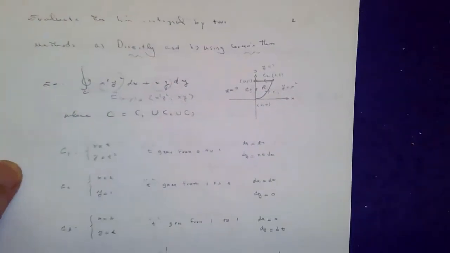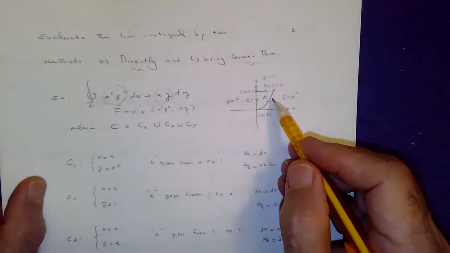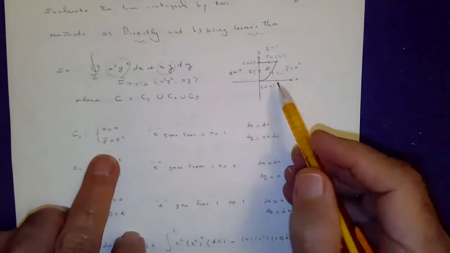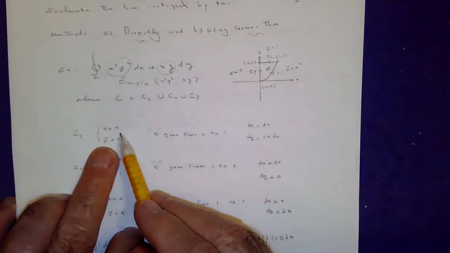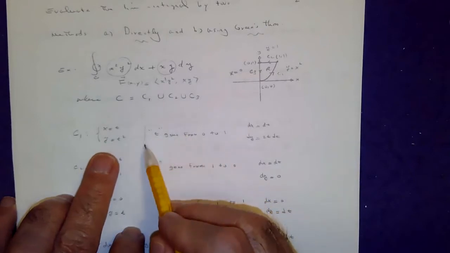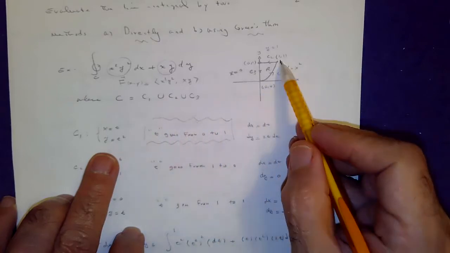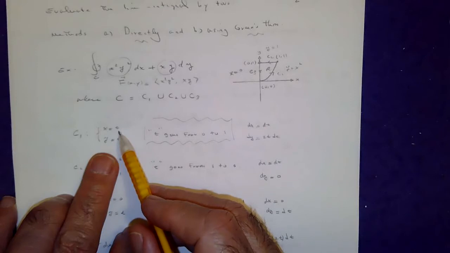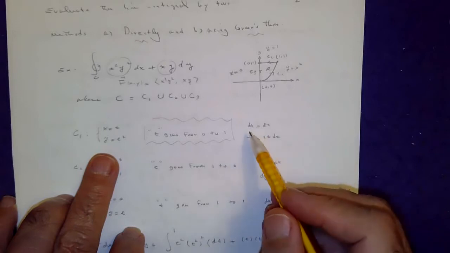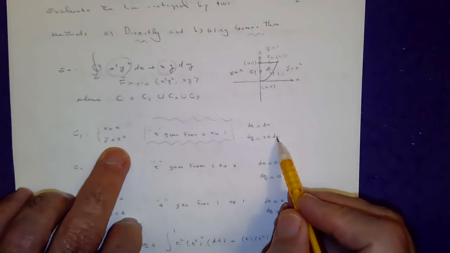In order to do the line integral, that means the direct method, I have to parameterize each of these curves one at a time. The first one is a parabola. So x is t, y is t squared, and t goes from 0 to 1. Notice the order matters, so keep track of it. It goes from 0 to 1 because x is t, and x goes from 0 to 1, so does t. So dx is dt, and dy is 2t dt.